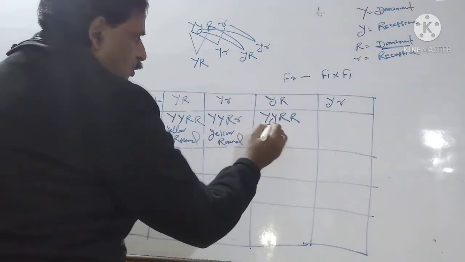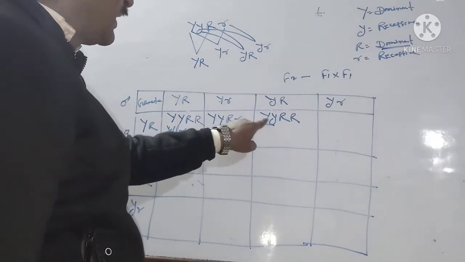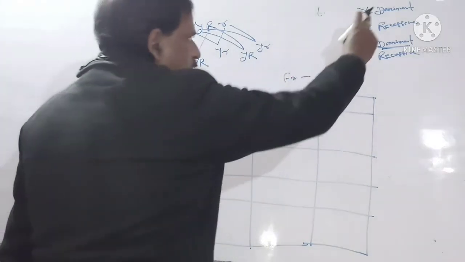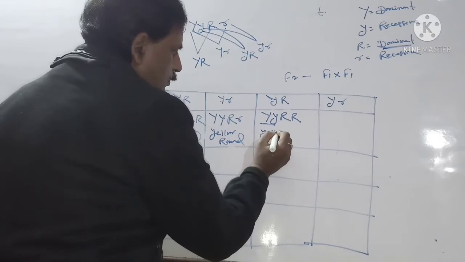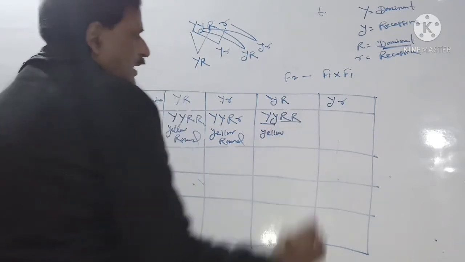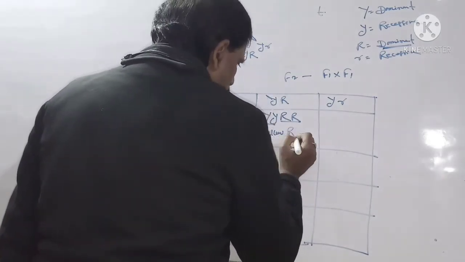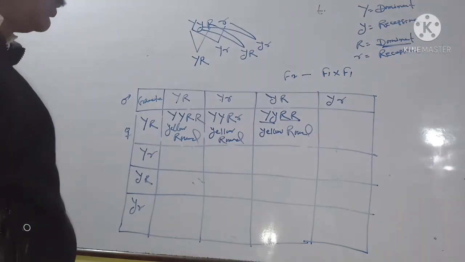Capital Y, small y. Here the capital Y denotes yellow while the small y denotes green. The capital Y is dominant and the dominant character is yellow, and capital R, capital R. Capital R is dominant, that is called round. Here the given is yellow and round.